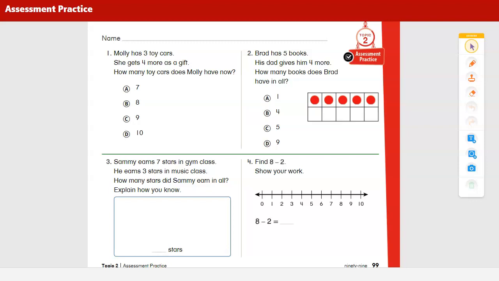You will be taking your Topic 2 assessment tomorrow, so it is very important that you take this topic assessment practice test so that you can see how ready you are for your assessment tomorrow. So let's go ahead and get started. We are going to start with number 1.